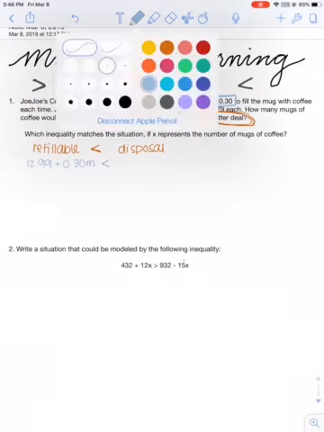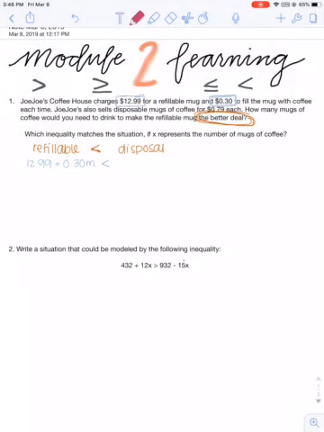And now let's look at disposable. If I want the disposable mug, well, that's really easy. They just charge 79 cents each for the disposable one. So that's 79 cents. But it's for each time you get a refill, each time you get a mug. So we're going to put our variable with it. So I'm going to put 79/100th M. And there we have our inequality.